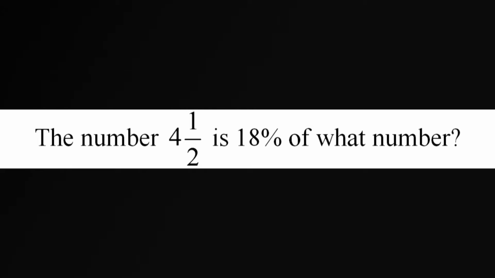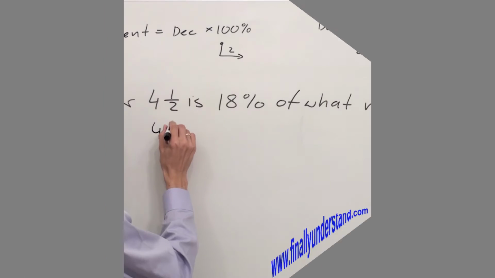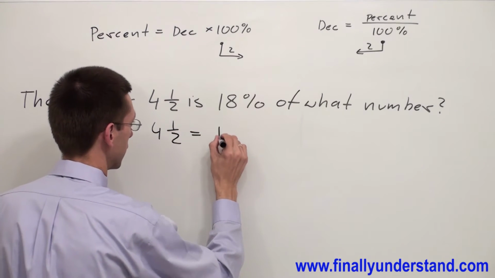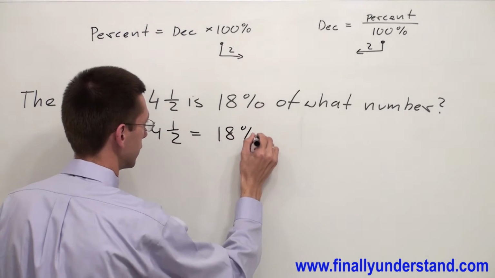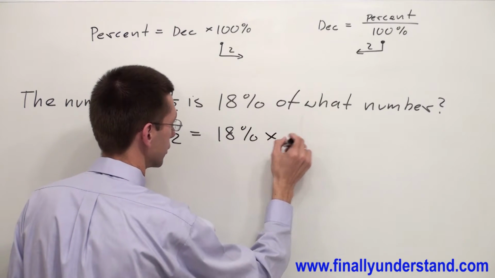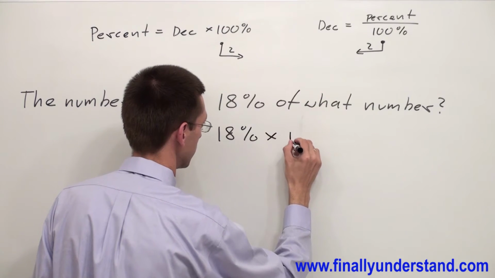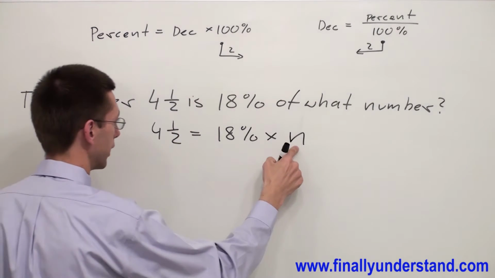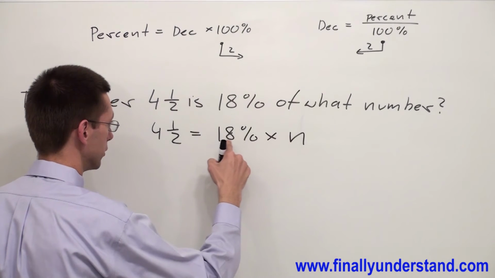Okay, let's take a look at this example. Again, I have 4 and 1/2 equals 18% times what number? My unknown, n. Okay, I have to find the value of n. n is multiplied by 18%.